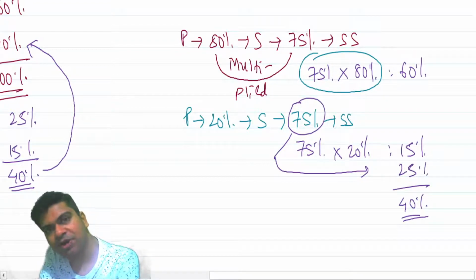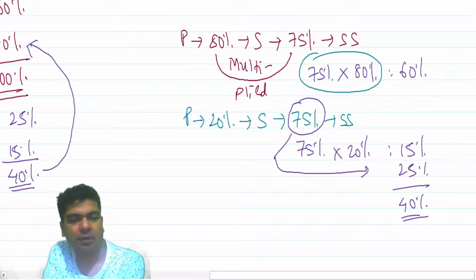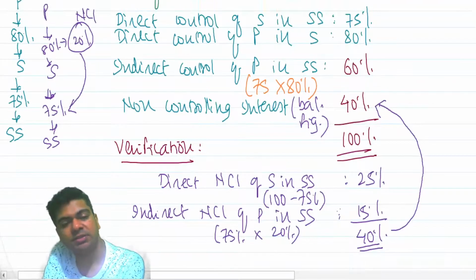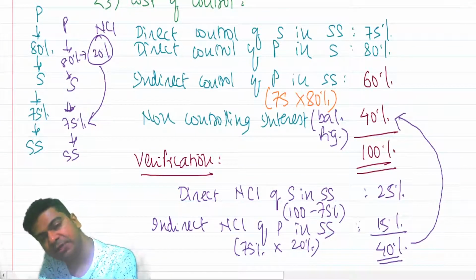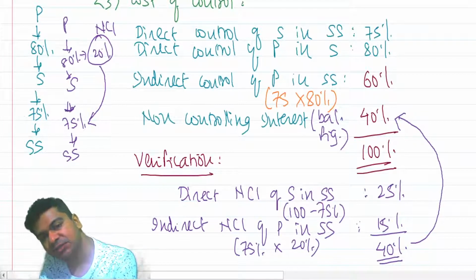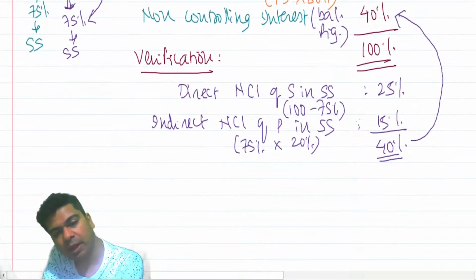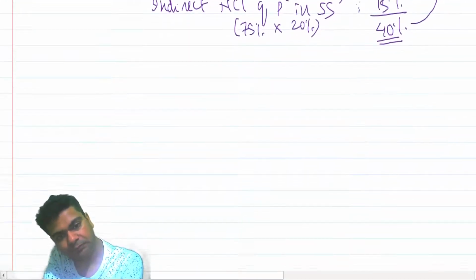I hope you are comfortable with what I am trying to suggest. So basically what we realize over here is that P is having an effective control of 60% in SS, and the non-controlling interest in SS will be 40%. This will help us in now working out the cost of control. I want to know what is the goodwill or the bargain purchase gain.